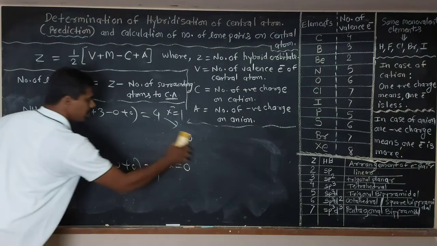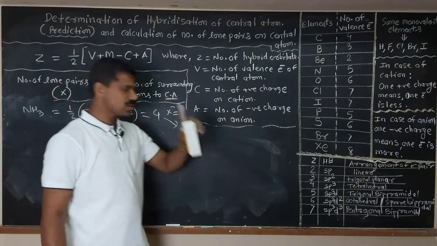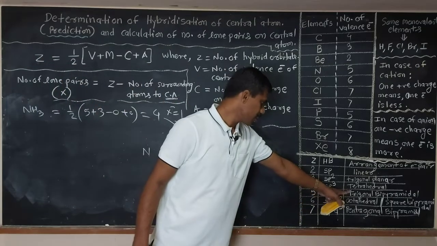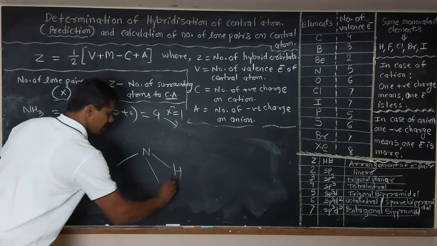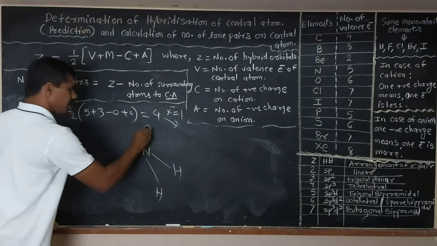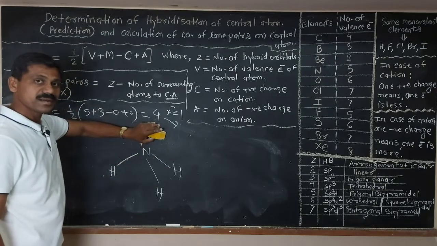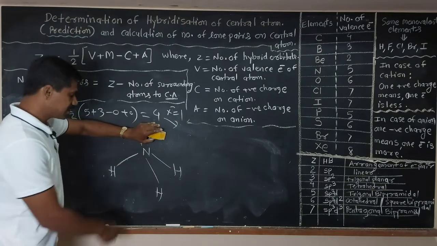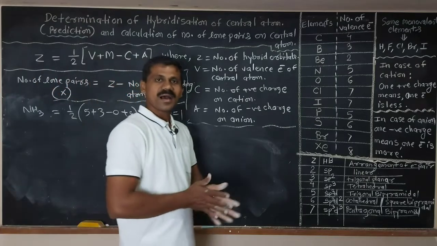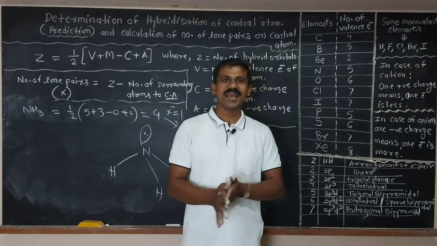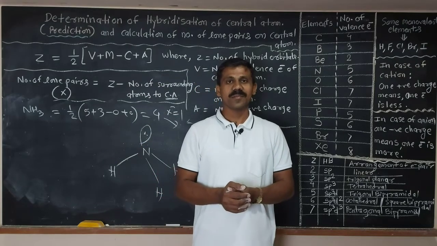In case of ammonia, which is the last example, there is one lone pair. Nitrogen arrangement of electrons is like a tetrahedral arrangement of electron pairs, with H and H. One lone pair is there. Geometry tetrahedral, but shape is trigonal pyramidal. Okay, I hope you understand very well the prediction of hybridization as well as the number of lone pairs on the central atom.